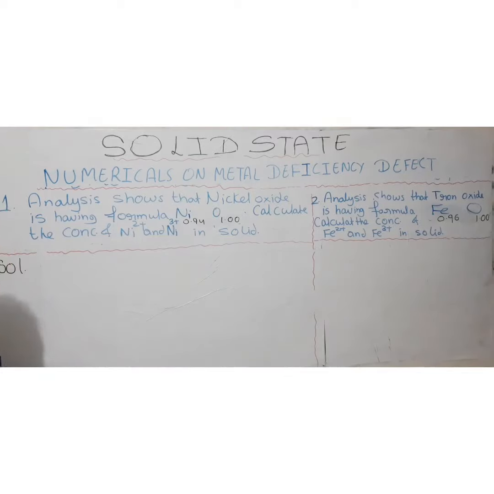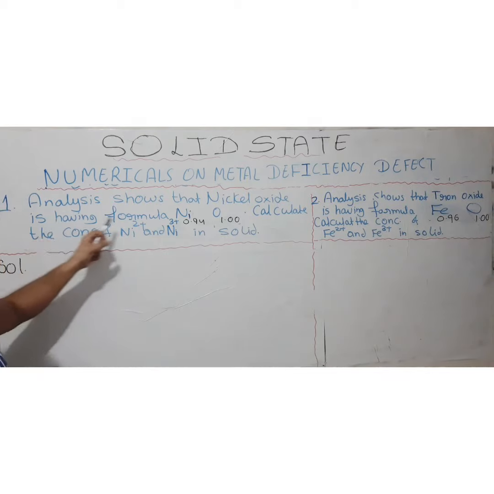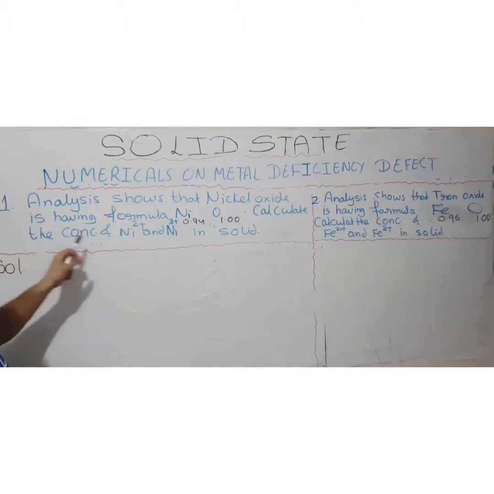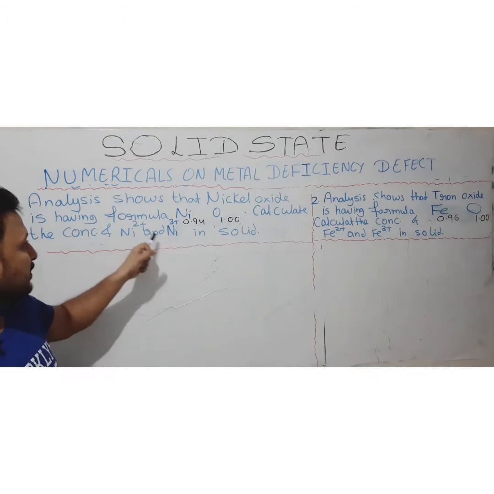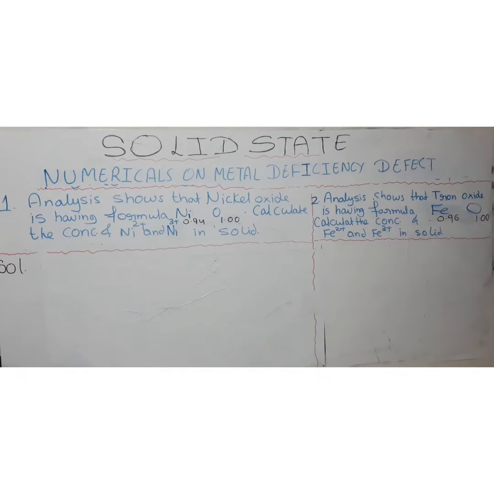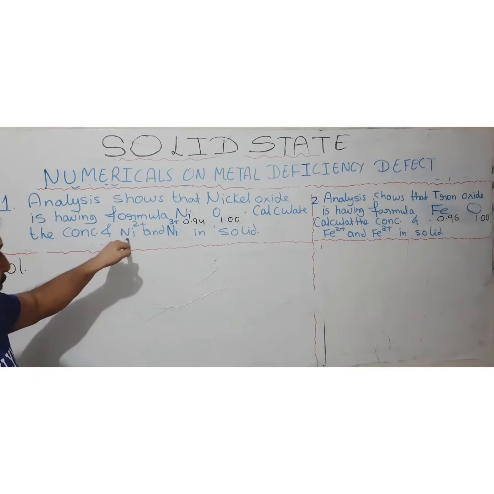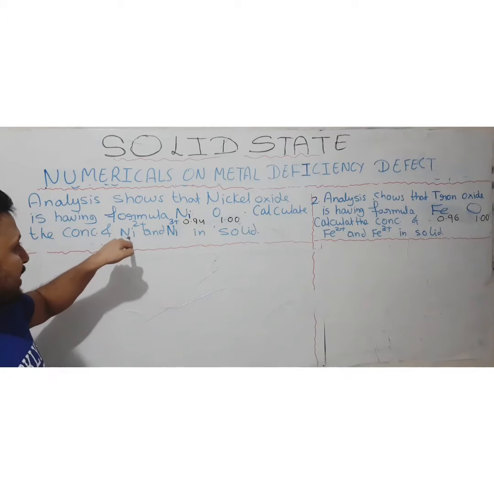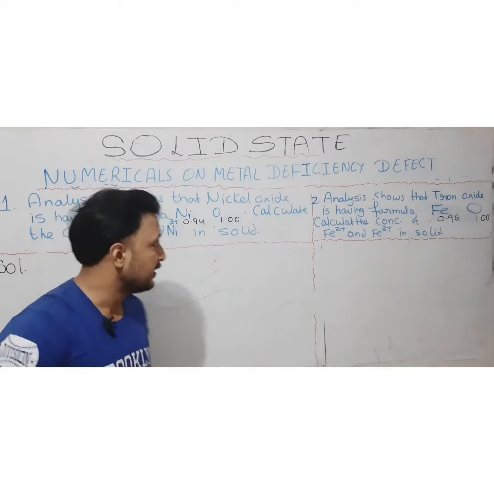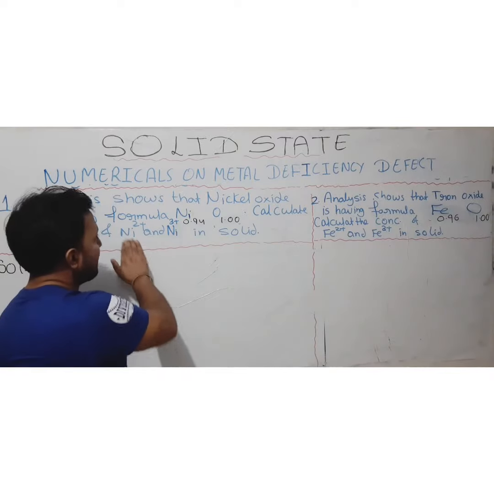So let's start. Now the first thing is that analysis shows that nickel oxide has the formula Ni0.94O1.00. Calculate the concentration of nickel ions, that is Ni2+ and Ni3+ ions, in the solid. You all know that in such kind of solids, the nickel will be present in different valencies in the same solid. Like Ni will be existing as 2+ as well as 3+, and because of that only this type of defect is created. So we have to find what is the concentration of nickel ions, that is Ni2+ and Ni3+.